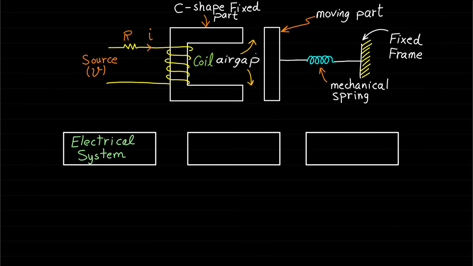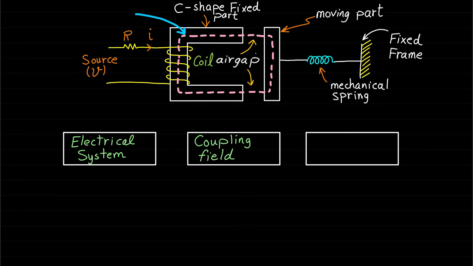The second system is the coupling field, which represents the magnetic field that flows through the C-shape and crosses the moving part through the air gap. The third system is the mechanical system, which represents the moving part and the mechanical spring.